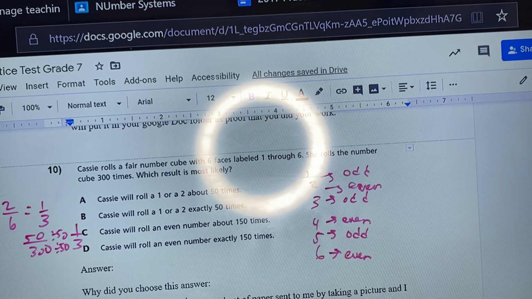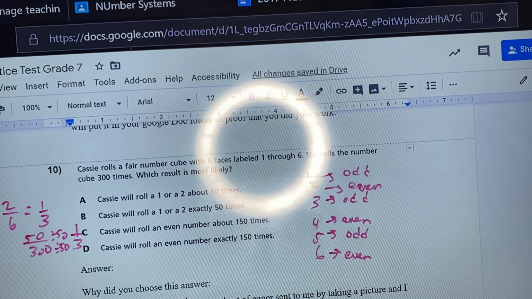B, Cassie will roll a 1 or 2 exactly 50 times. Exactly, we don't know that because no one rolled. So that's not really exact. There's no guarantee if I roll this die 300 times that I'm exactly going to get a 1 or 2 50 times. There's no guarantee of that. About is more probable, because about means that it may happen or it may not happen. That number could be close.